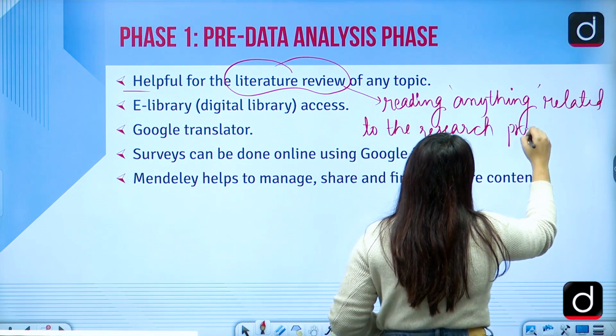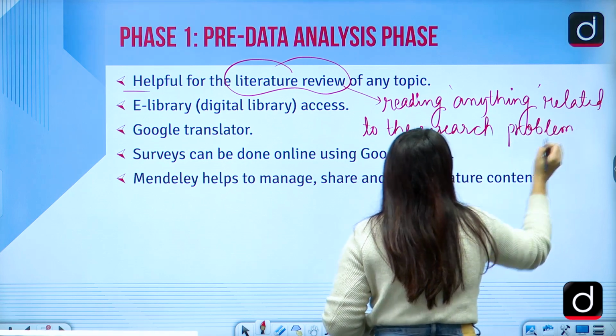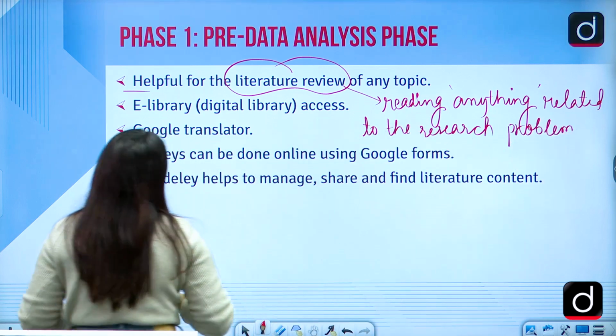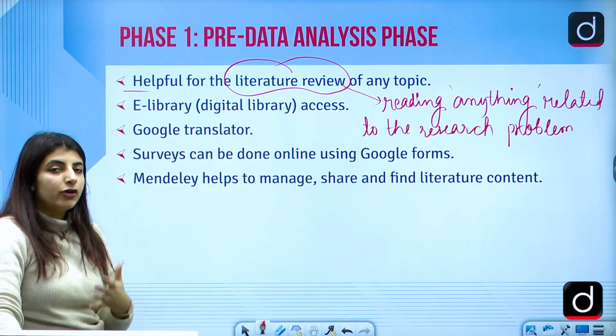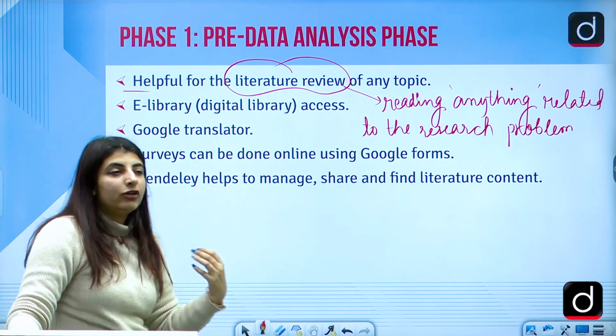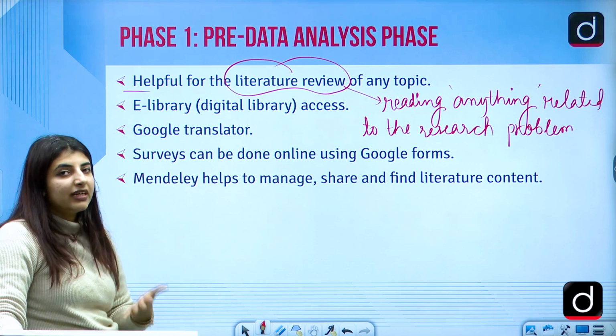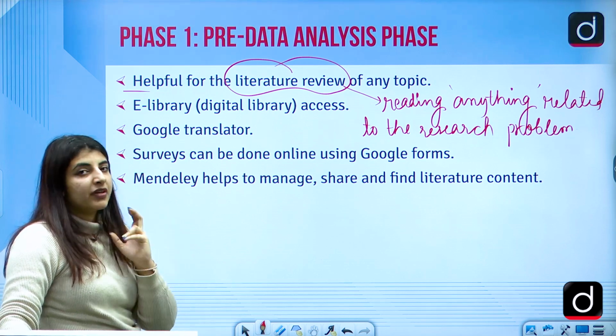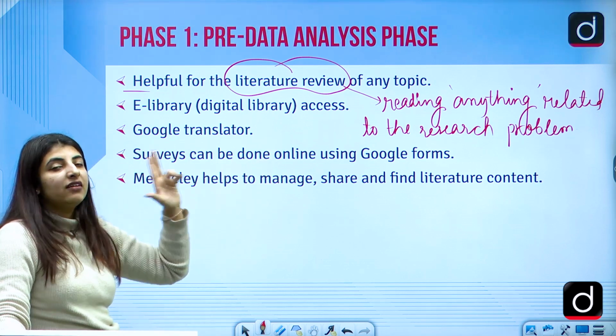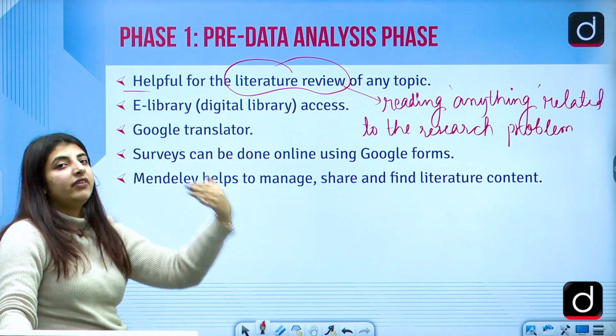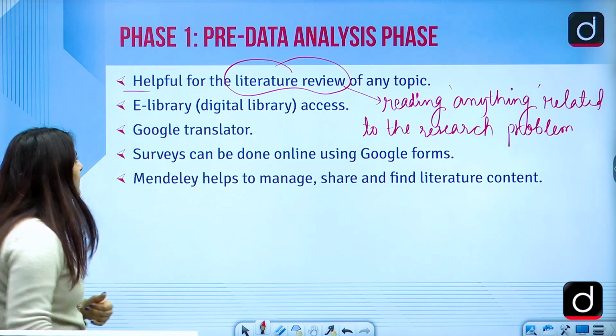So the researcher, if he or she is doing research in English literature and wants to do research on a particular topic, will read certain novels, plays, books, and poems related to that very topic only, right? That is what is known as literature review. That is done before we collect the data and analyze it, right?